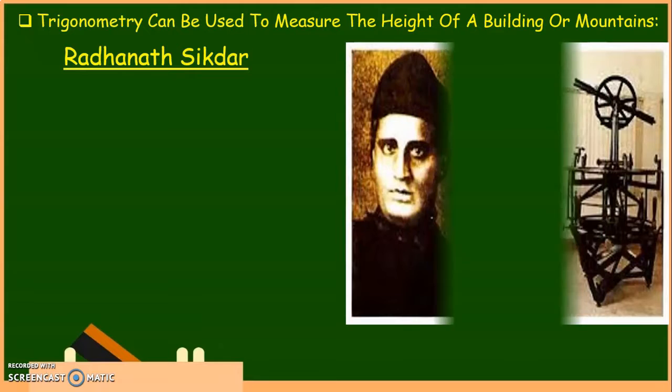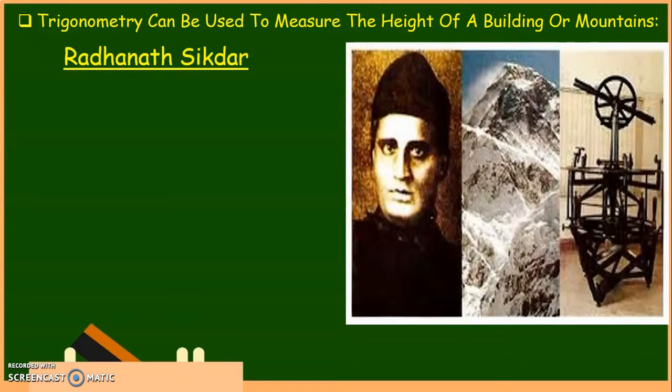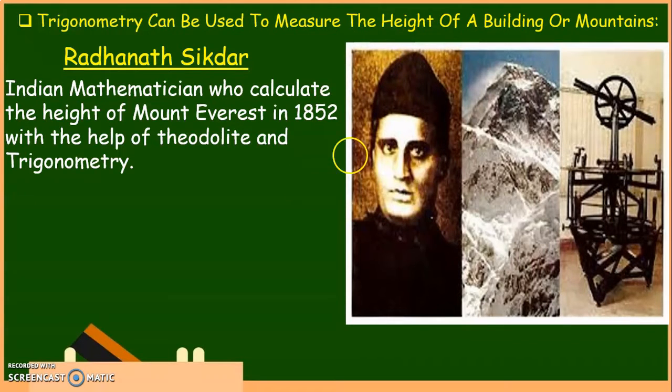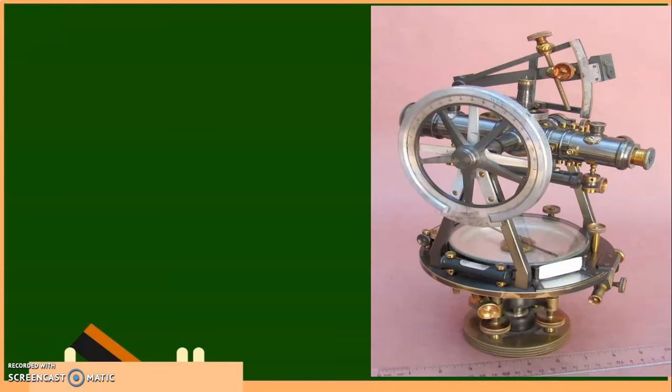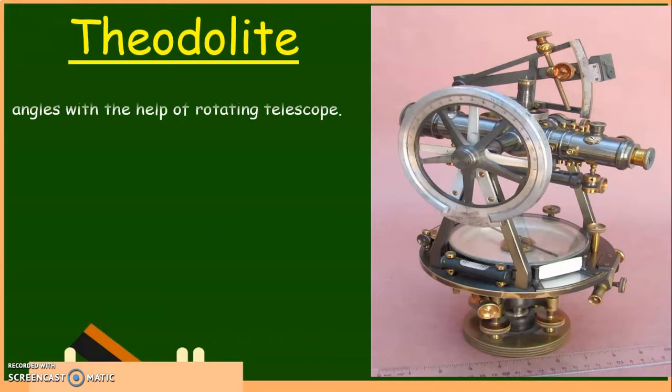Even the height of Mount Everest was measured by Radhanath Sikdar, the Indian mathematician, who calculated the height of Mount Everest in 1852 with the help of trigonometry and the instrument known as theodolite. Theodolite is the instrument which is used to measure angles with the help of a rotating telescope.